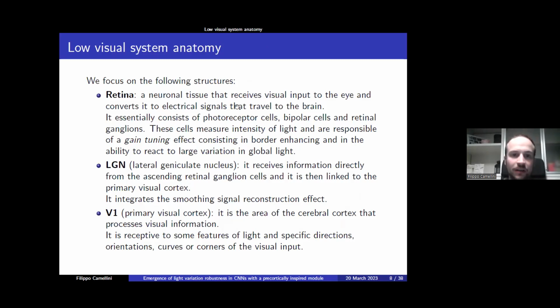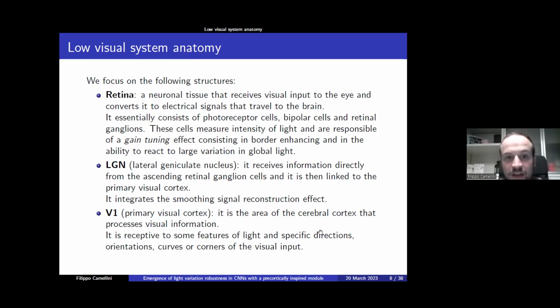Then we have the retina, which essentially consists of photoreceptor cells and other cells that measure the intensity of light and are responsible for the gain tuning effect, consisting in border enhancing and the ability to react to large variations of global light in an image. Then we have the lateral geniculate nucleus, which receives information directly from the retina, and it gives us a further smoothing effect on the signal.